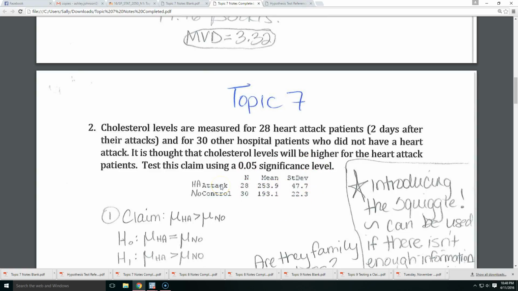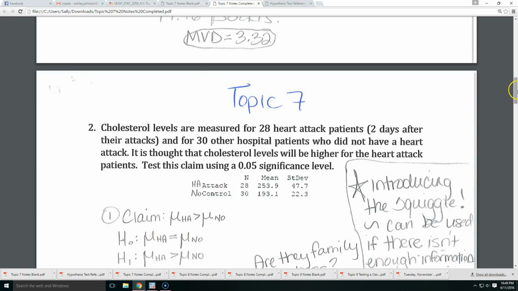So the heart attack I called HA, and the control group is the group that didn't have heart attacks. So I called them the no group, so no heart attack. So greater than is going to be that symbol. So I would put them in the order of using the symbol directly given in your claim statement. So I would put the population mean of the heart attack patients is greater than the population mean of the non-heart attack patients.